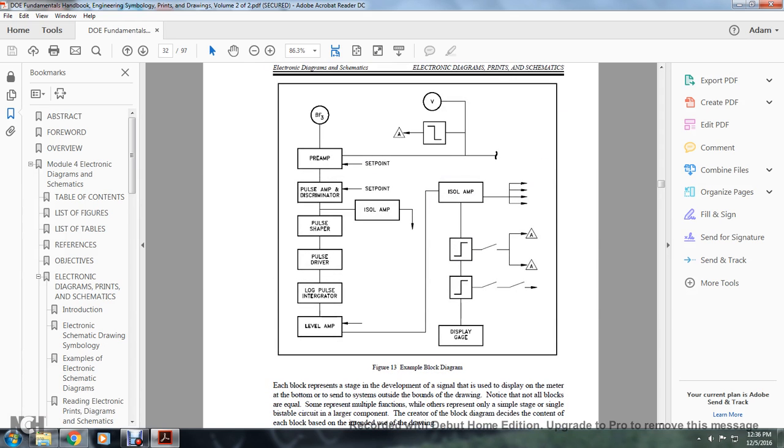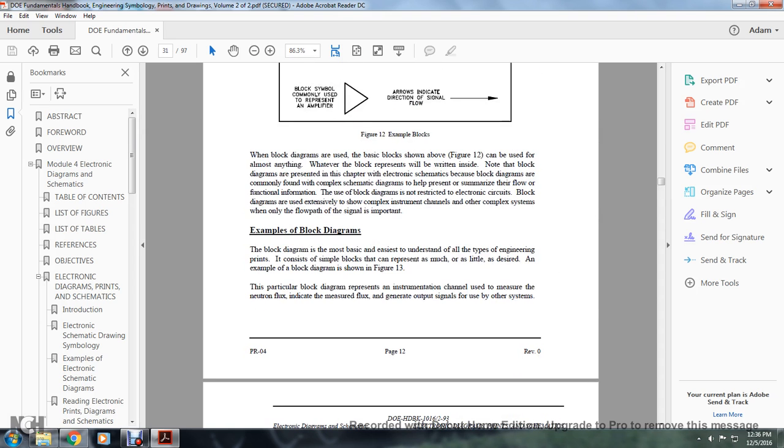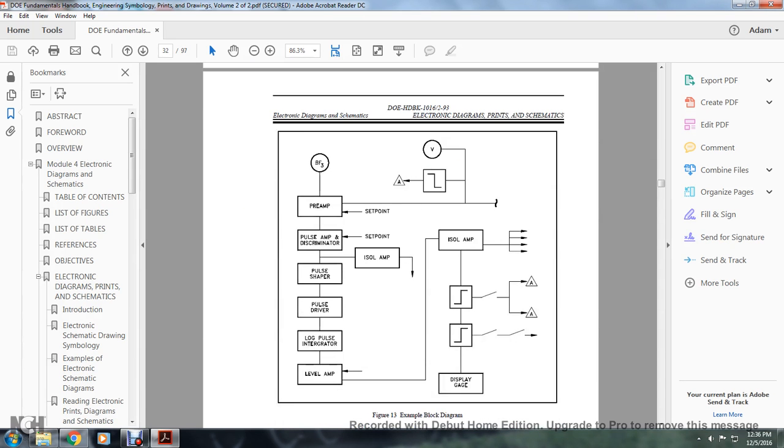For example, in figure 13, the block diagram shows the BF3 detector with a preamp and a pulse amp, and the discriminator. These are set points, which then move off to the isol amp in the indicated direction. Signal flows from the isol amp, the pulse from the pulse amplifier, discriminator, pulse shaper, pulse driver, log pulse integrator, and level amp.